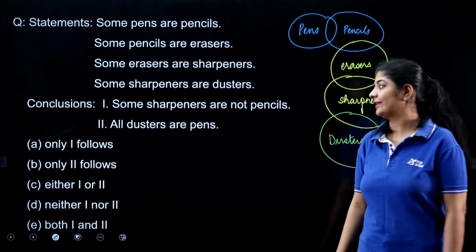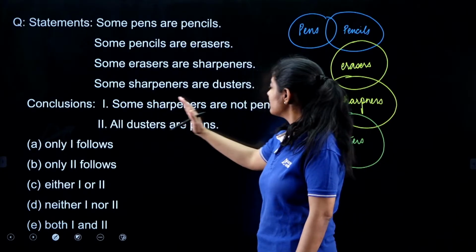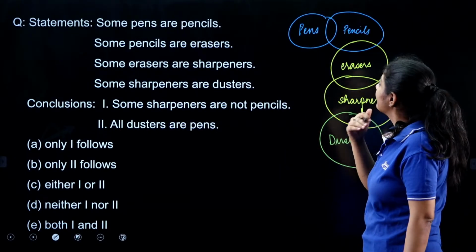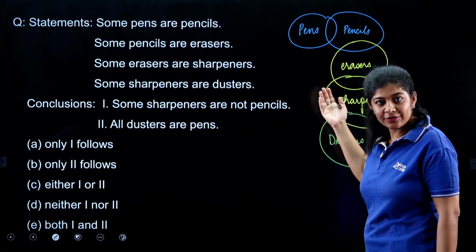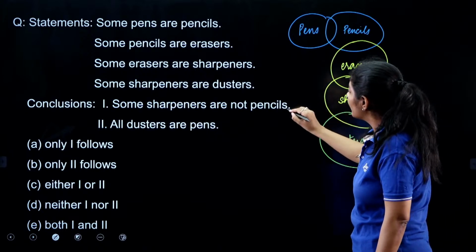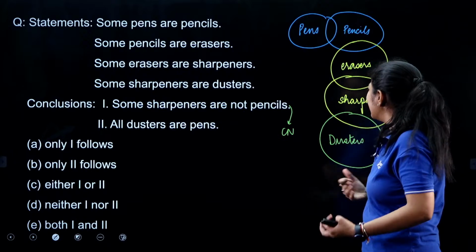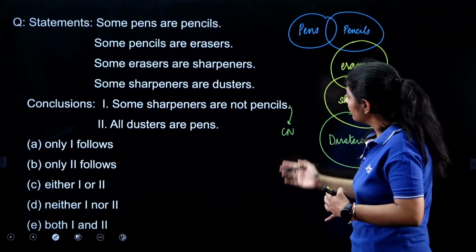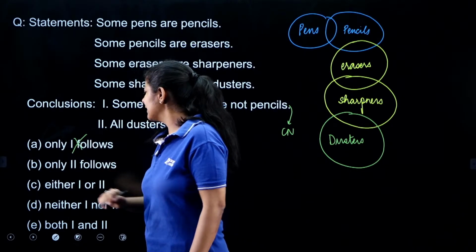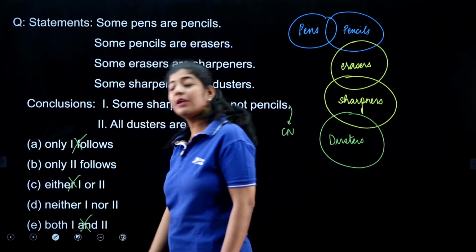Okay, let's see. The first conclusion says that some sharpeners are not pencil. Can we say that? No. Why? Because we are not having any direct or indirect relations in between the entities which is given over here. So we are not able to say anything regarding this one, right? We can't say whether they are connected or not. So we just consider it in the can't say. If this is considered in the can't say, option number A is eliminated, option number C is eliminated, and option number E is also eliminated.